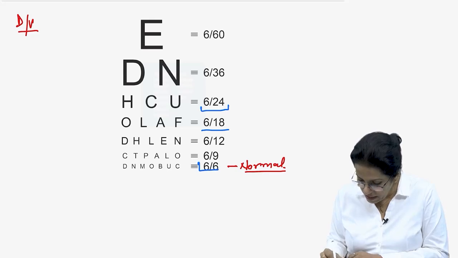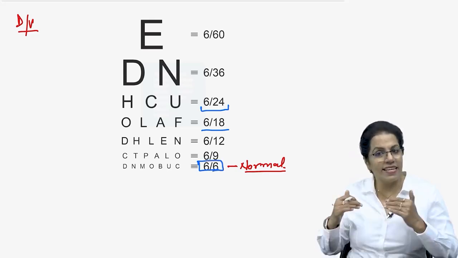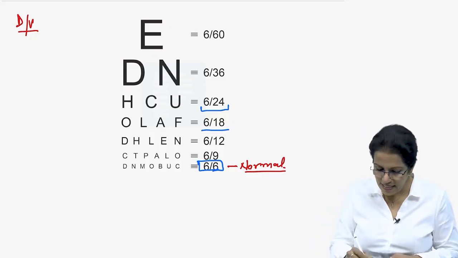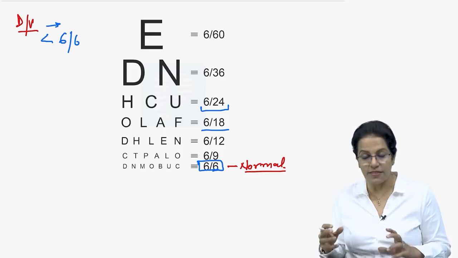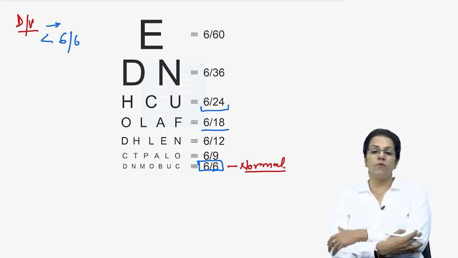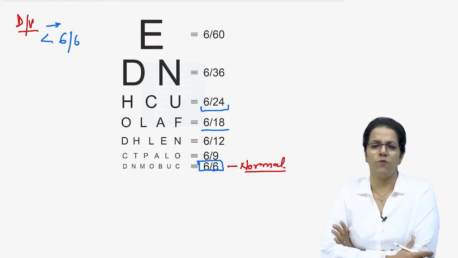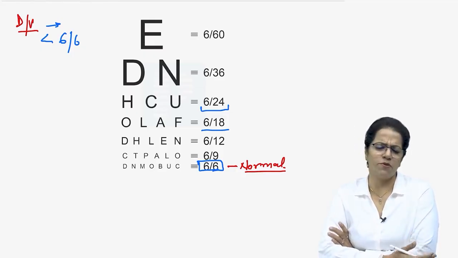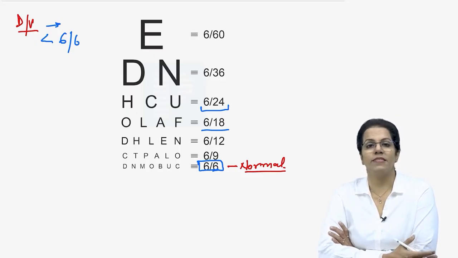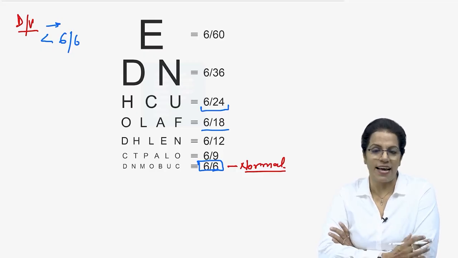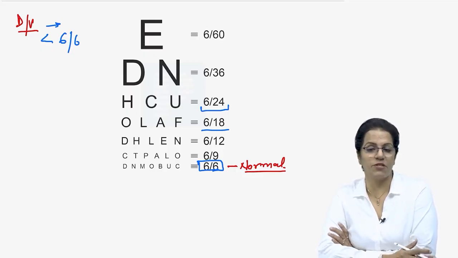And when it is 6 by 6, we call it normal vision. Anything less than 6 by 6 is diminution of vision. Got it? You will learn one more term. Why am I specifying this? You may be thinking, why am I discussing diminution, of course we all know what it is. Because there is another term, disturbance of vision. We will learn it in the retina chapter when we talk about central serous retinopathy. As of now, just understand what diminution of vision is.